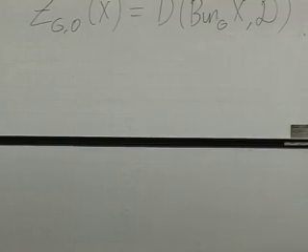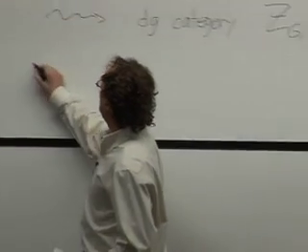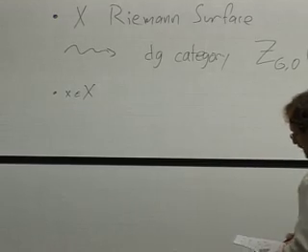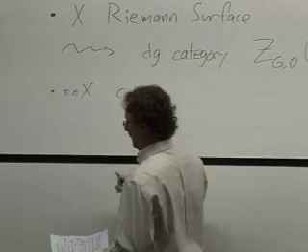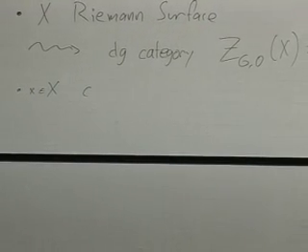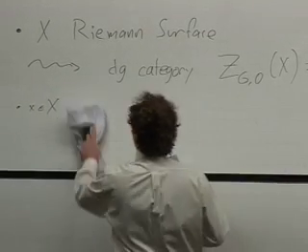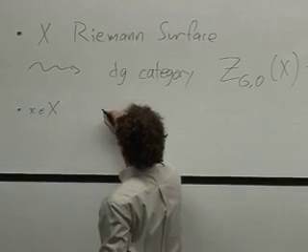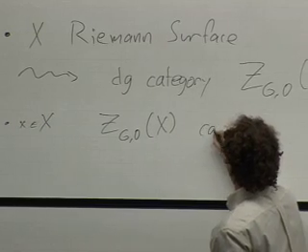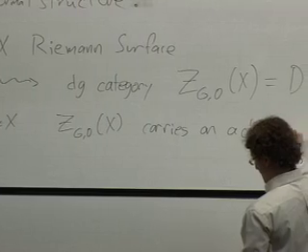And what structure do we know about this? We know that if you're given X, this category carries an action of Hecke operators. So this category has symmetries for every point in X of corresponding Hecke operators. So this ZG0 of X carries an action of the Hecke operators. And now what are the Hecke operators?